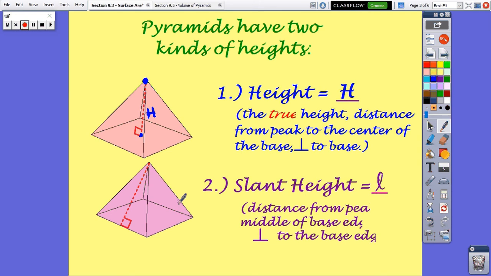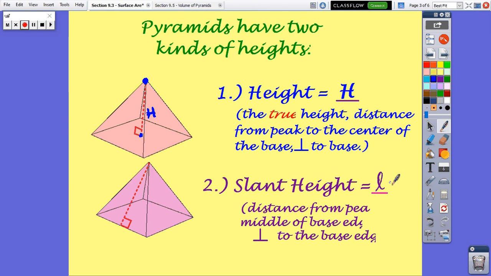If you saw a real pyramid and said, hey, how tall is that pyramid? Then the number that you would hear would be the true height.